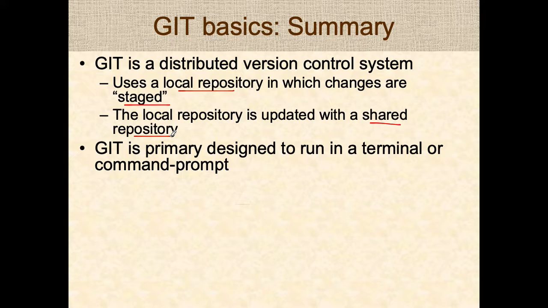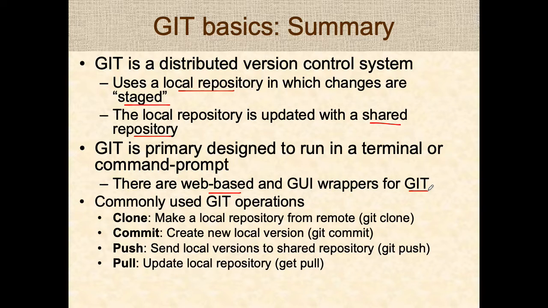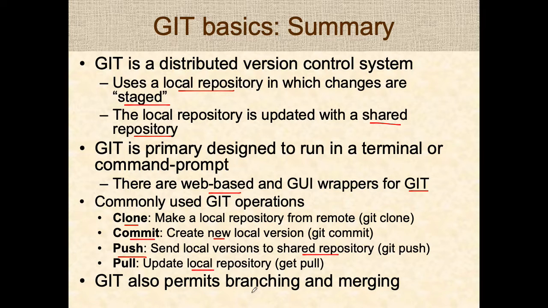Git's primary purpose or design is to run at a terminal or command prompt. And of course, here we have used GitLab, which provides a web-based interface for Git. That's the primary use that we made of GitLab. The commonly used operations that we did today are cloning and then creating a project in the clone space, then committing some of the changes to create local versions, and then pushing the changes to the central repository so other users can see your changes, and then pulling or updating our local repository from changes in the central repository. And of course, Git also permits branching and merging, but these are a little bit more sophisticated operations to be covered in a different demonstration.